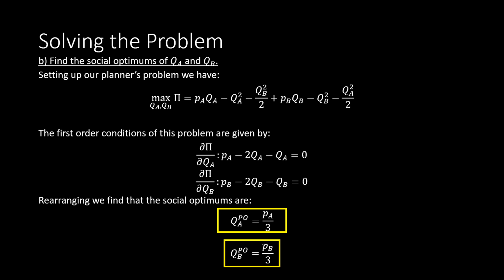Finding our social optimums of QA and QB, we just add up both of our profit functions and we take our first order conditions with respect to QA and QB. Rearranging these equations, we find that our Pareto optimal amounts of A and of B are going to be PA all over 3 and PB all over 3 respectively.